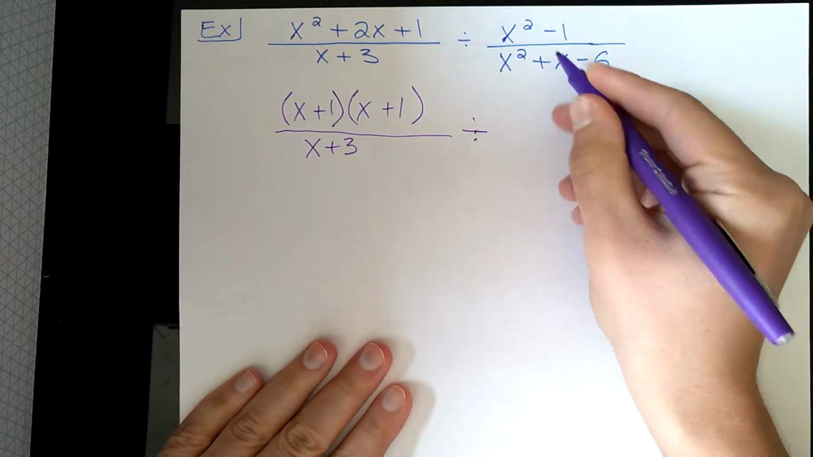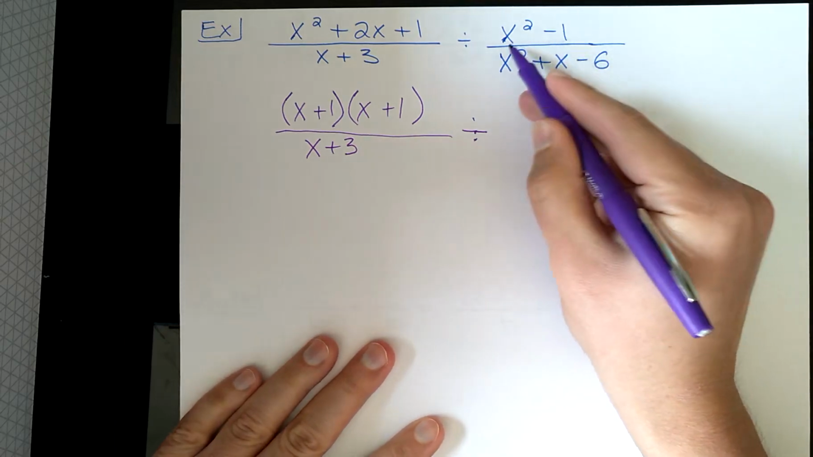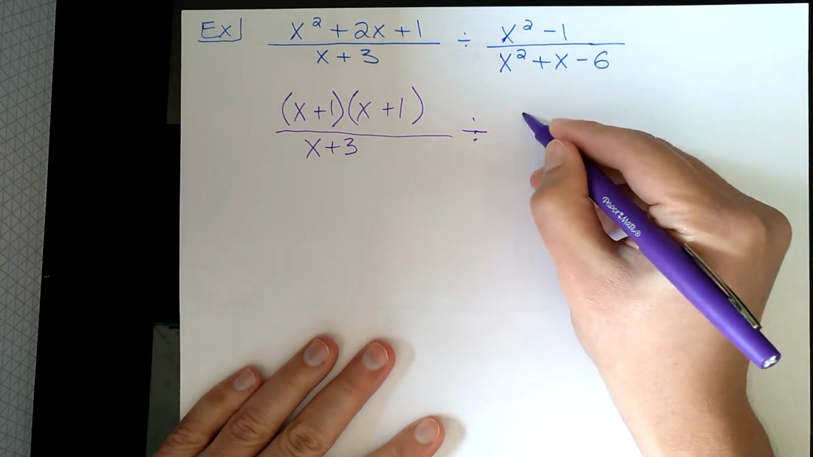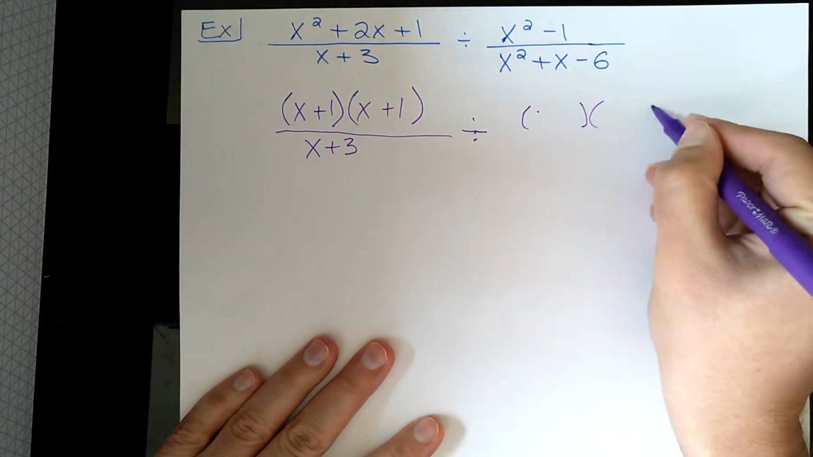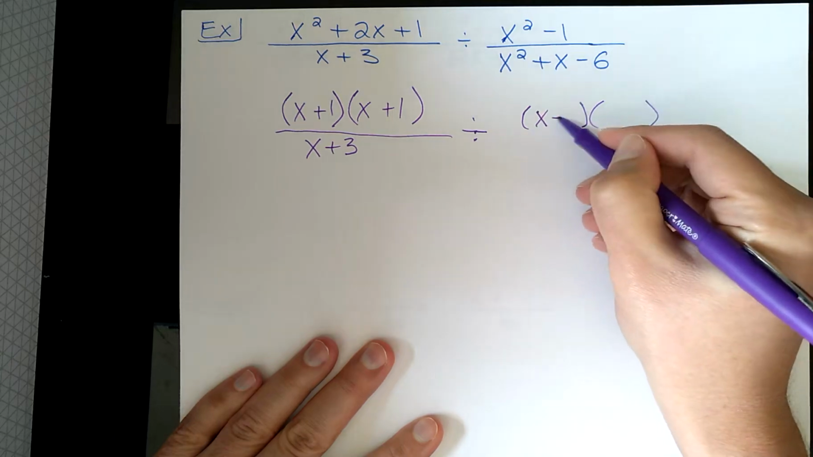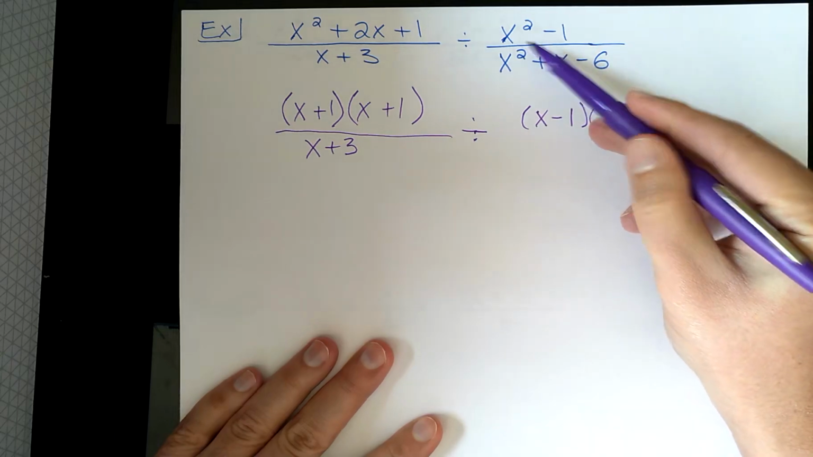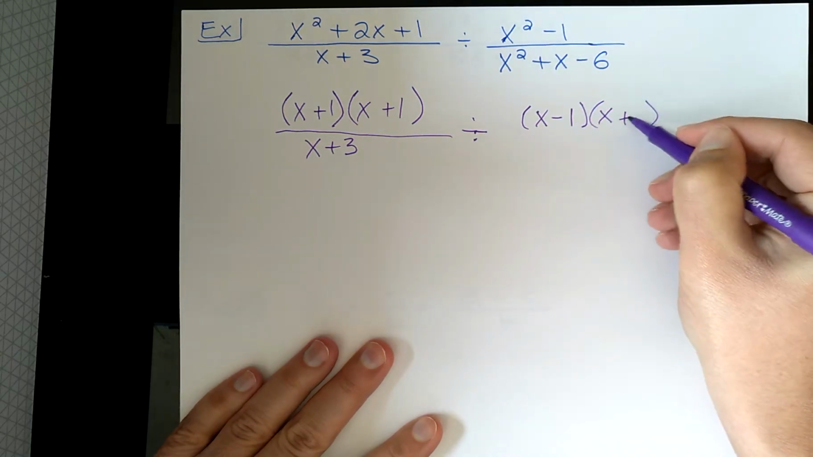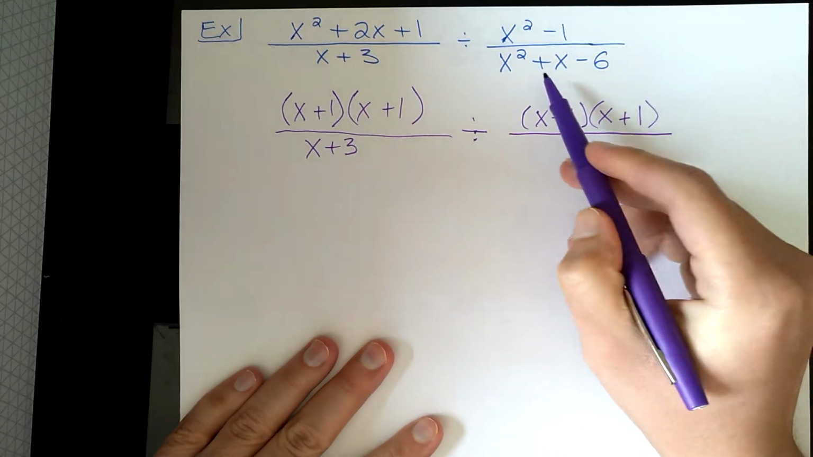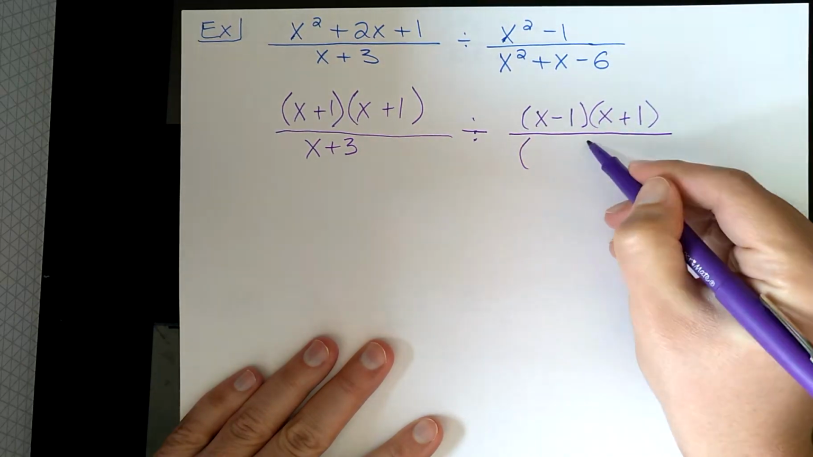Divided by, and now we need to factor x squared minus 1. Notice that looks like a difference of squares, whenever you only have two terms in subtraction. If we use the difference of squares formula, we want the square root of the first term, which is x, minus the square root of the second term, which is 1, and then again the square root of the first term, which is x, plus the square root of the second term, which is 1. And that's all over x squared plus x plus 6. We'll check if we can factor that with guess and check as well.